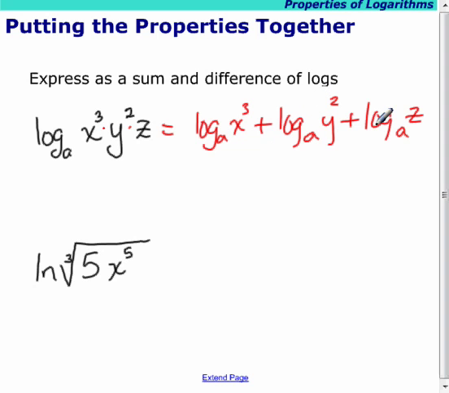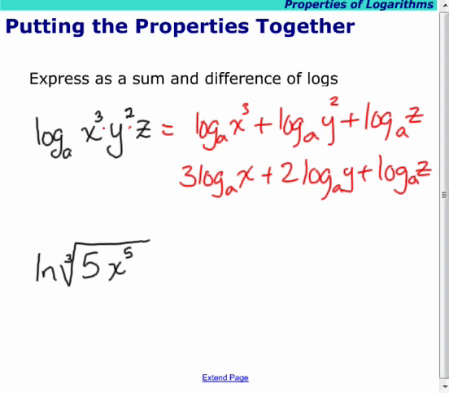Now, I probably could leave it like this, but I also see these exponents up here for the first two, and I can use the power rule and move those out to the front. So log base a of x plus 2 log base a of y plus the last one, I don't have to change at all. This is how I would write that as a sum and difference of logs.